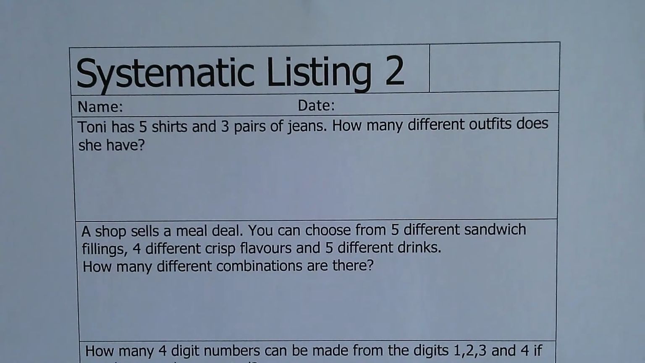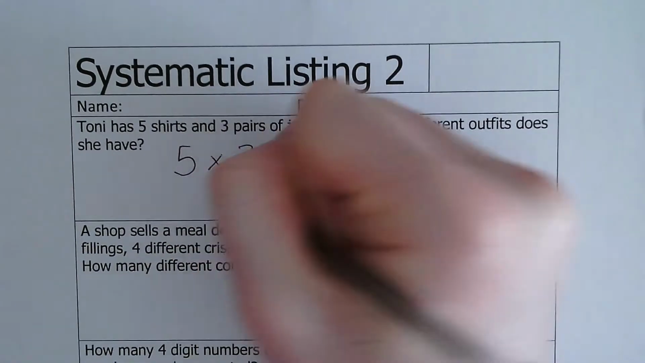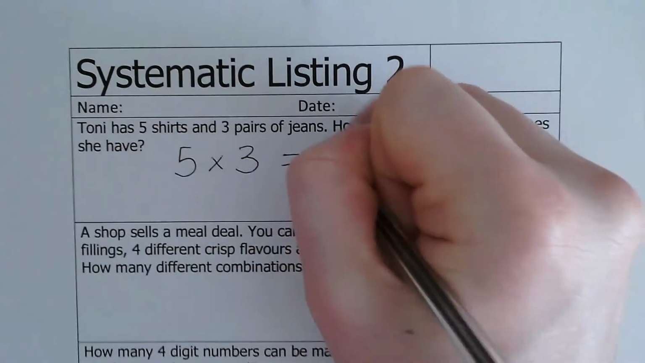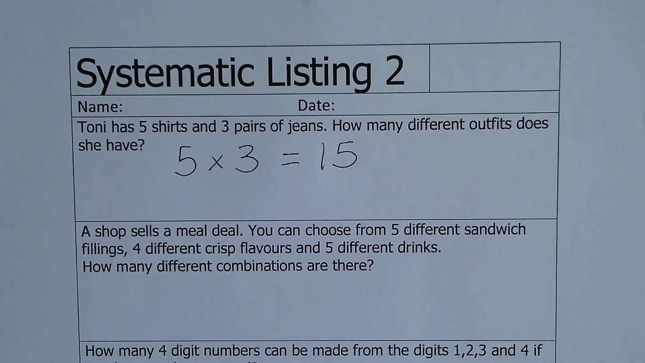So if each shirt has 3 different combinations and there are 5 shirts in total, we can do a calculation to work out how many combinations there are in total. If each of the 5 shirts has 3 combinations, if we multiply 5 by 3, that will tell us the total combinations. Therefore, for this question, there are 15 different combinations of shirts and jeans that Tony can wear.